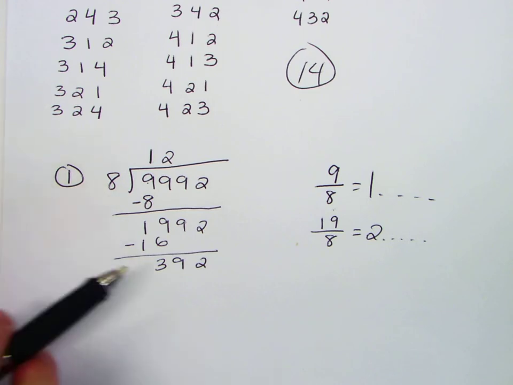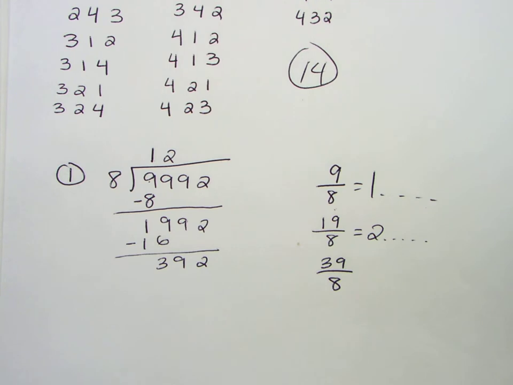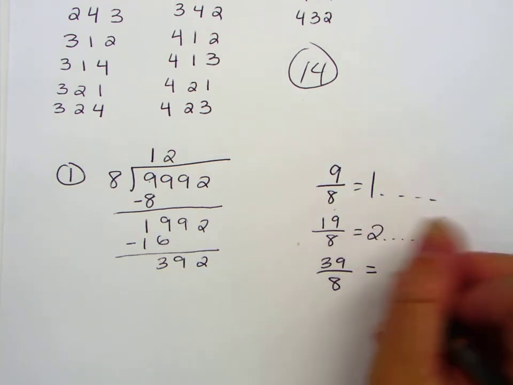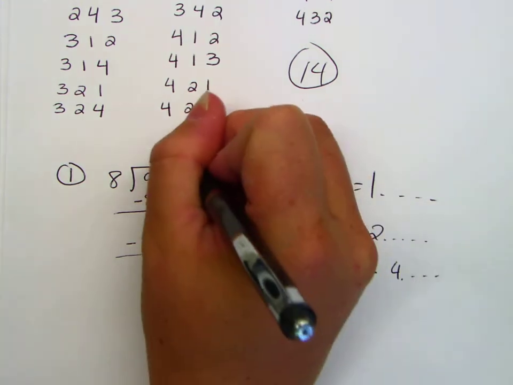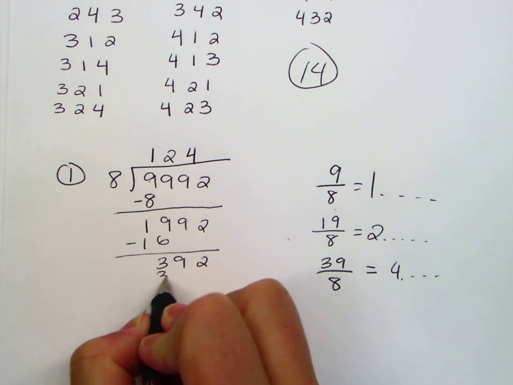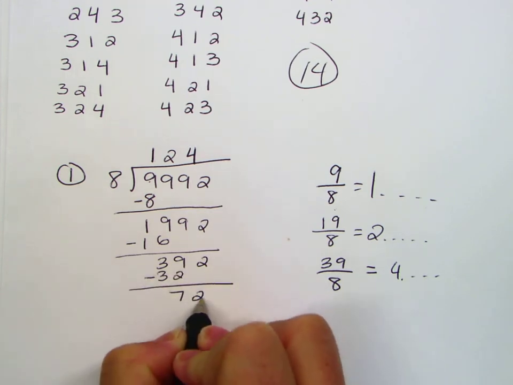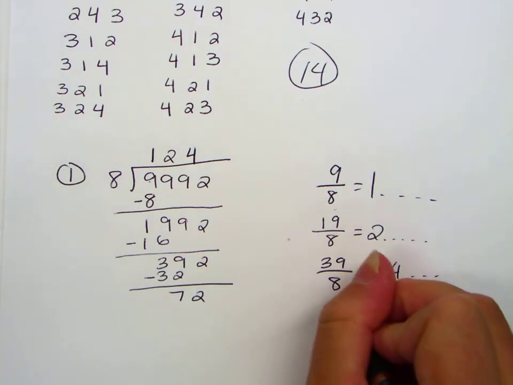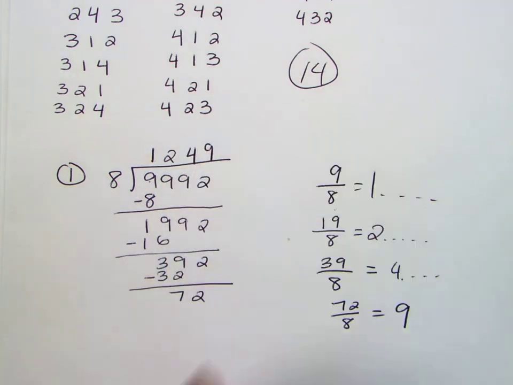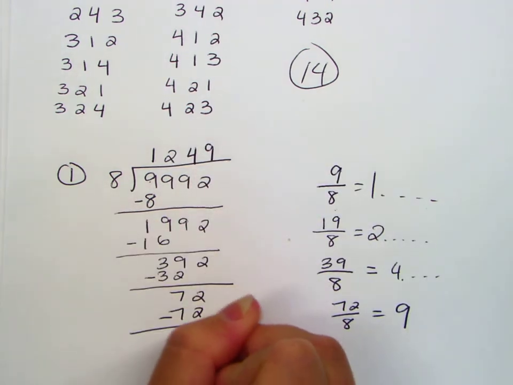Then how many times does 8 go into 39? Again, in our head, we're thinking division. 39 divided by 8 is 4 and change, right? So we put a 4. 4 times 8 is 32. Again, multiply, subtract, and then last 72. That's a nice even number, 9. Multiply, subtract, our remainder is 0.